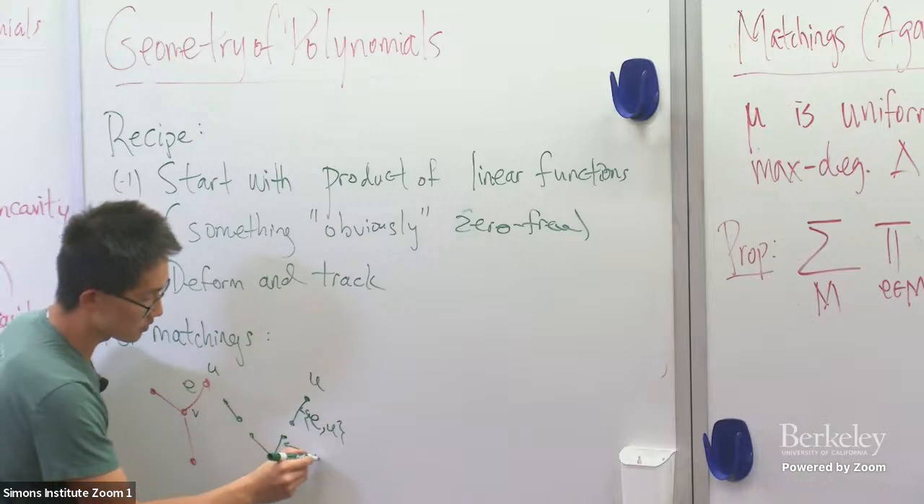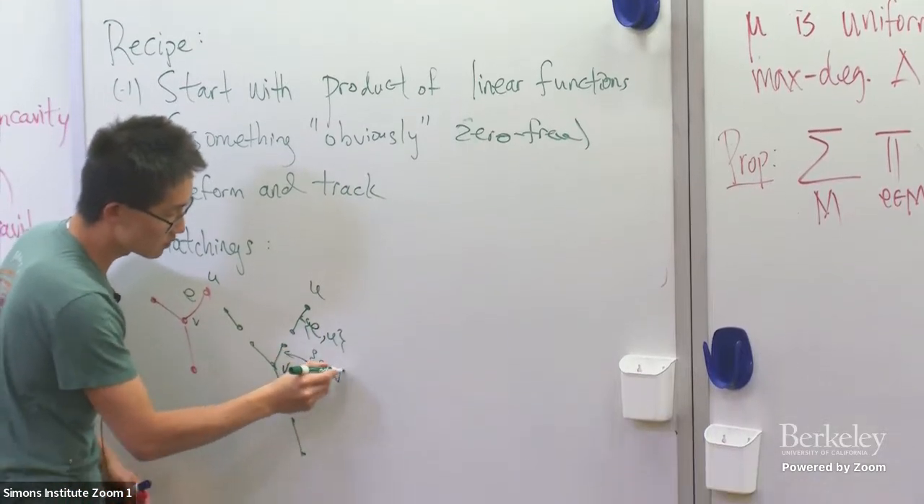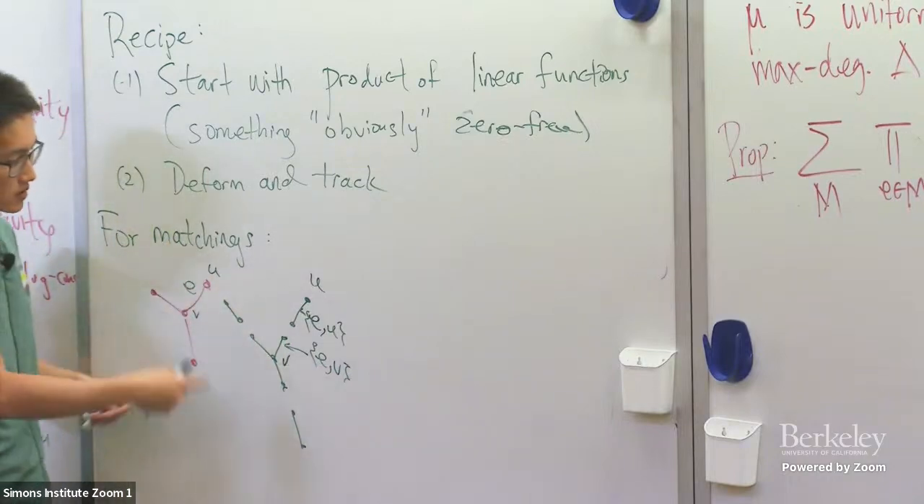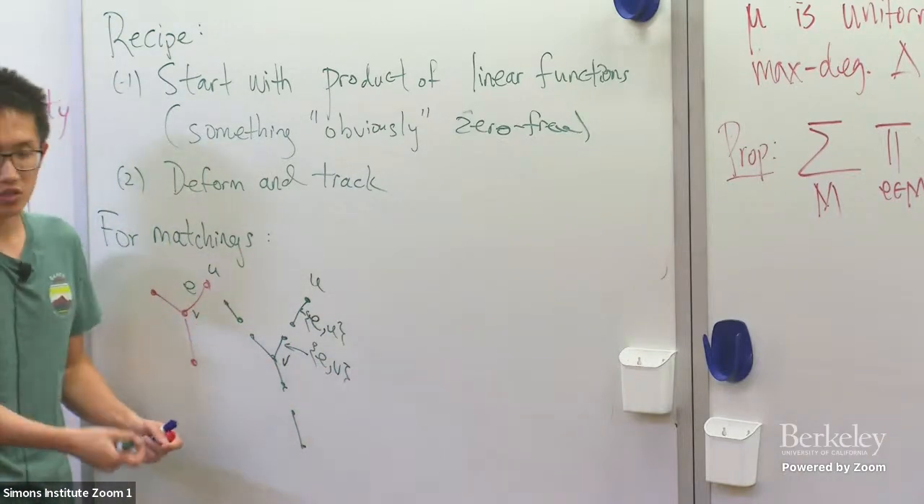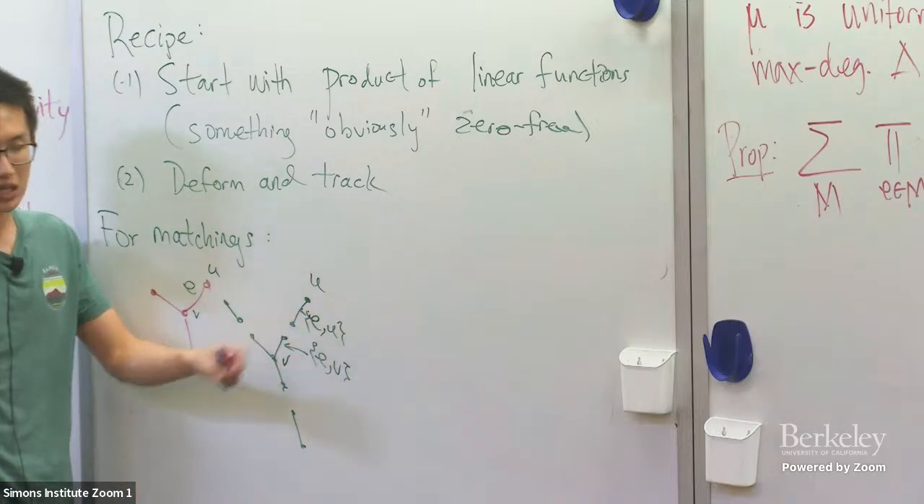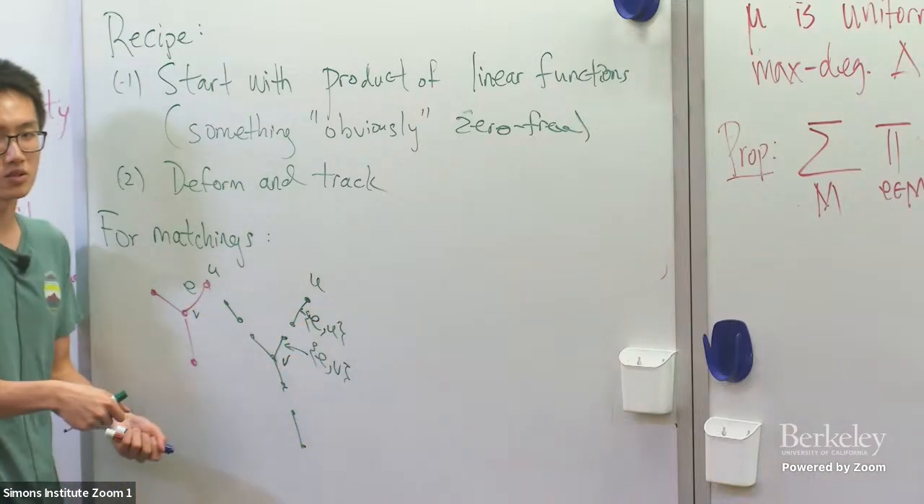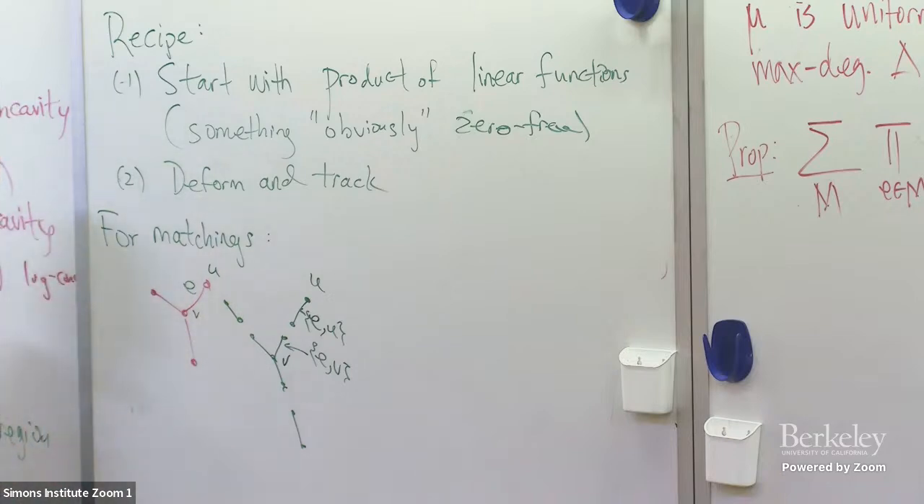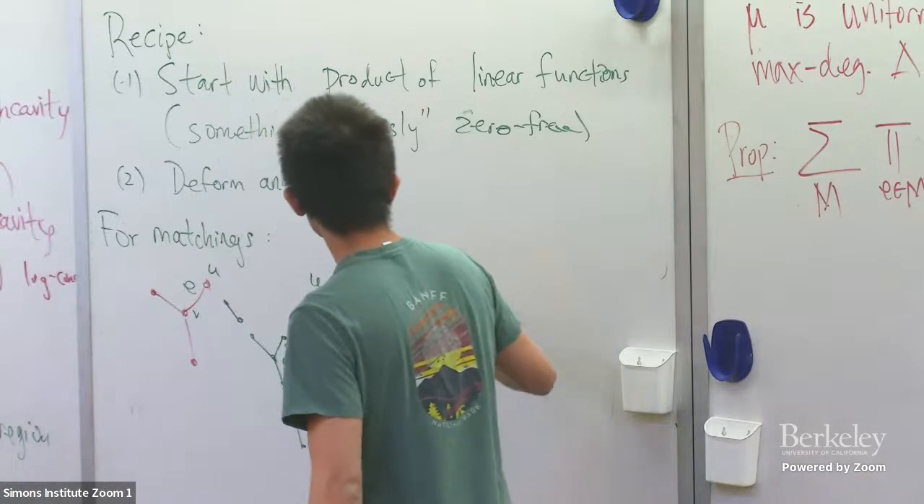Then this edge is now edge comma V. These two are like half edges, so to speak. And a matching here is just a matching with the additional constraint that these two half edges are either both in the matching or both not in the matching.